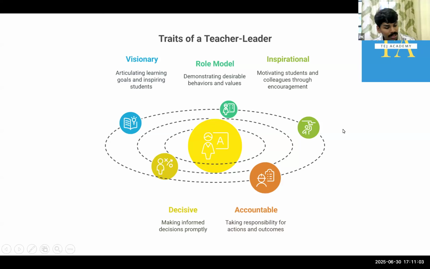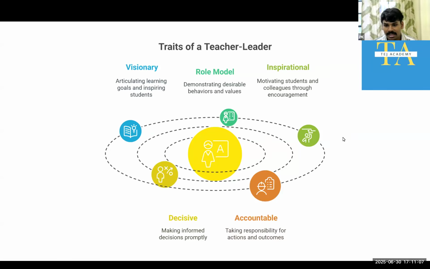Moving on to the next one, let us look into the traits of a teacher leader. There are various traits that are given for a teacher leader. Let us look into all these traits. First one is visionary. You might have heard the people who are called visionary. Dr. APJ Abdul Kalam was known as a visionary. Swami Vivekananda was known as a visionary. There are so many people. So, what is this visionary?